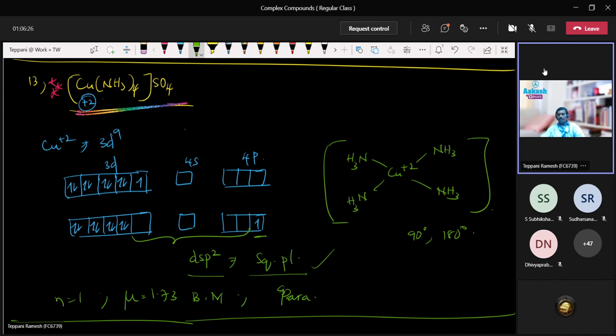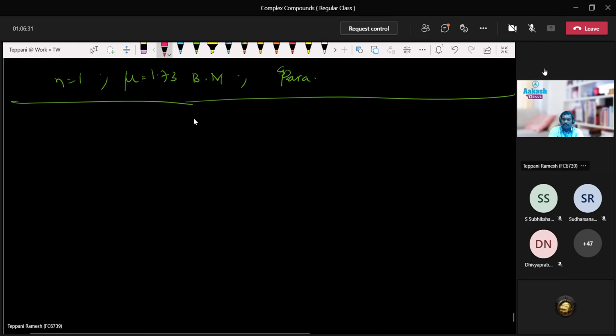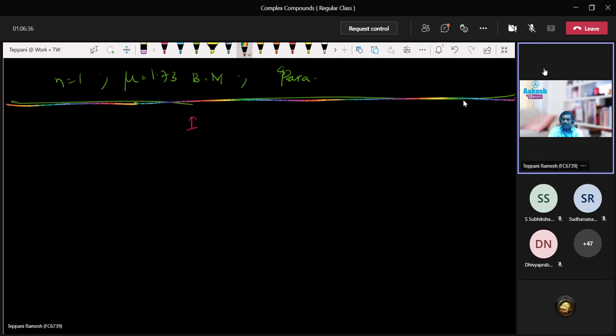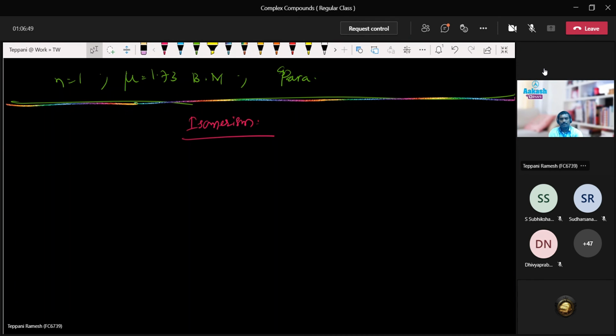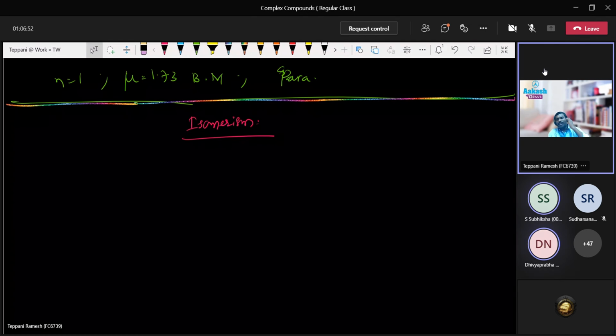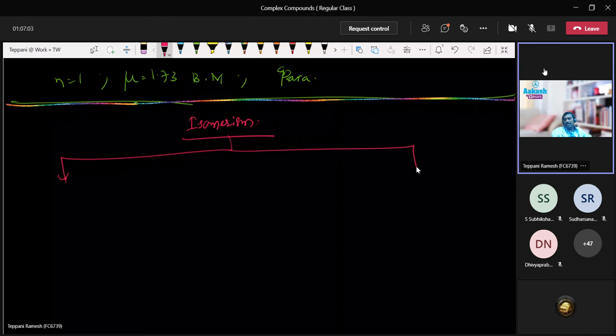Next, isomerism. Isomerism means what? Existence of two or more compounds with the same molecular formula but different structures. There are two types.